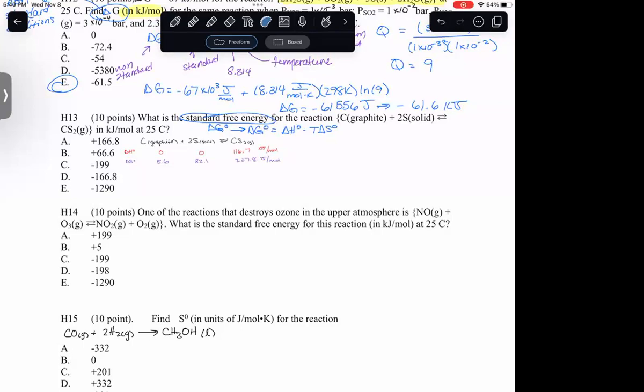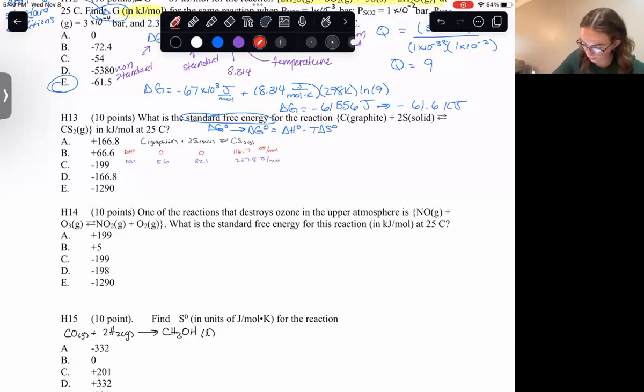The summation of the products minus the summation of the reactants. Yes, perfect. So we'll have the summation of delta H product minus the summation of delta H reactant. And that's going to be the same for both delta H and delta S. So just change if it says delta H or delta S, it doesn't really matter.